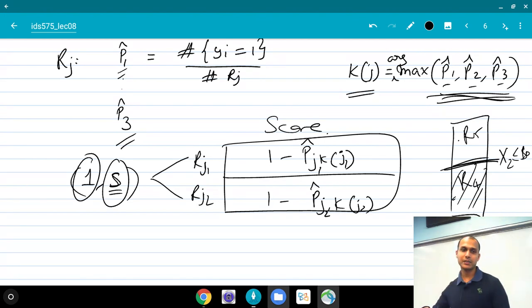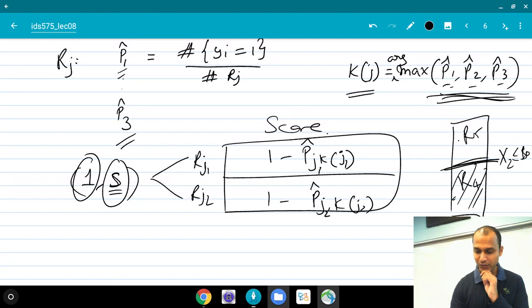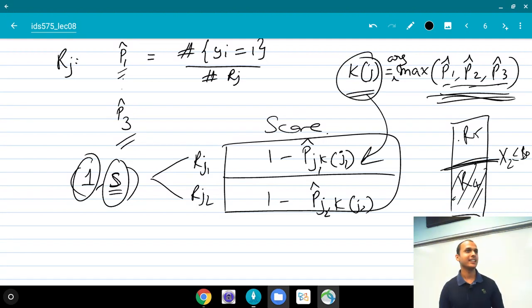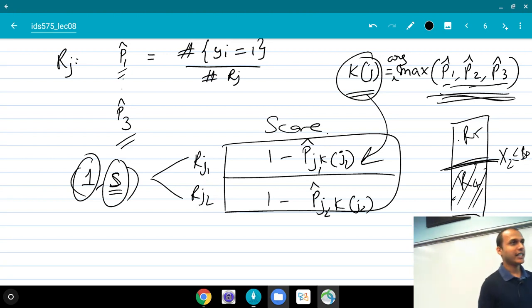But all 3 numbers are not very critical. I mean, they are critical in the sense that if I know all the 3 numbers, I can figure out what kj is, and given the kj, I can tell you what the misclassification error is. But whichever proportion is the highest, 1 minus that proportion is the misclassification, essentially. So it's basically tying back to the idea of node impurity.